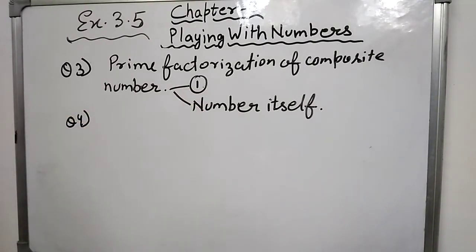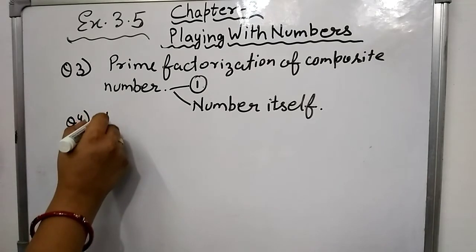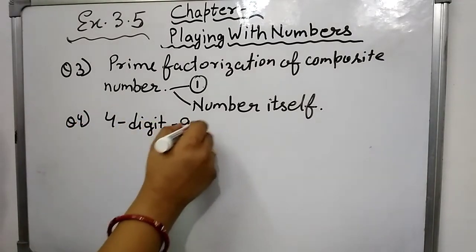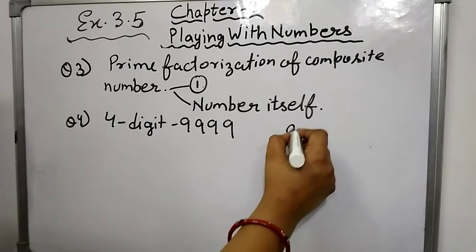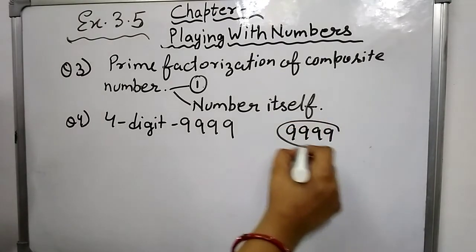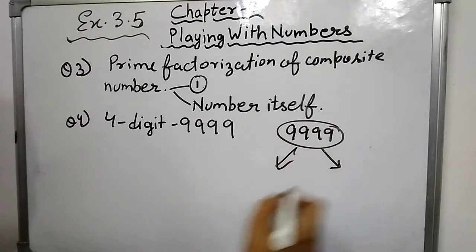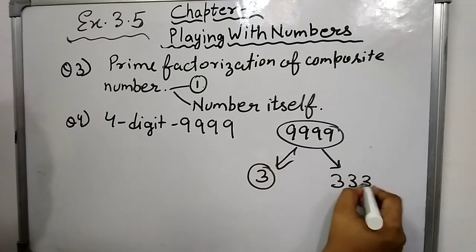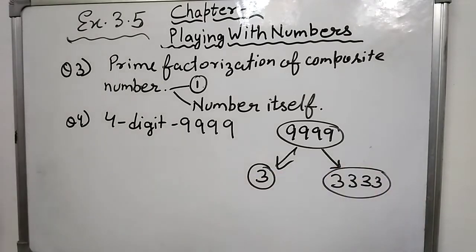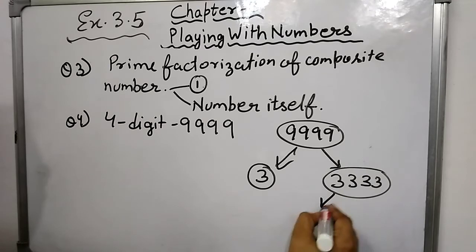Question number 4. Write the greatest 4-digit number and express it in terms of its prime factors. So the greatest 4-digit number is 9999. We can express it in prime factors. I am making a factor tree of it. 3 and 3333. Now this 3 is a prime factor, so this will not go further, but this is not a prime factor, so we will factorize it further.